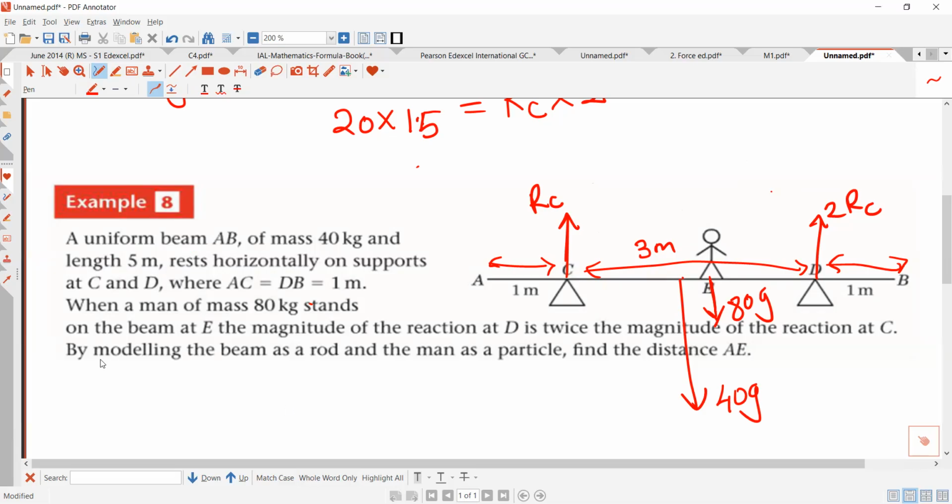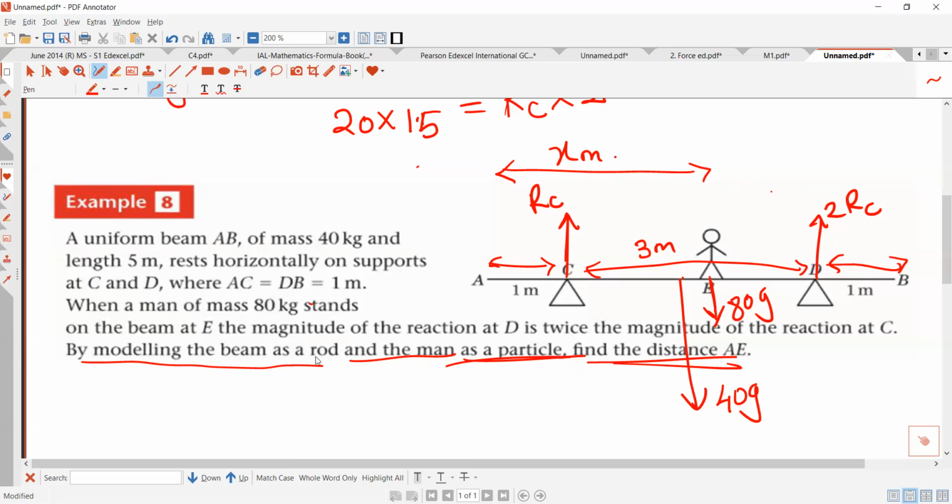Okay, what do they want from me? By modeling the beam as a rod, and the man as a particle, find the distance AE. They want us to find this X. I told you, let this be X meters. I always take the beginning of the rod, me personally, to be the pivot. If you want, you can take C as the pivot. If you want, you can take D also as the pivot.